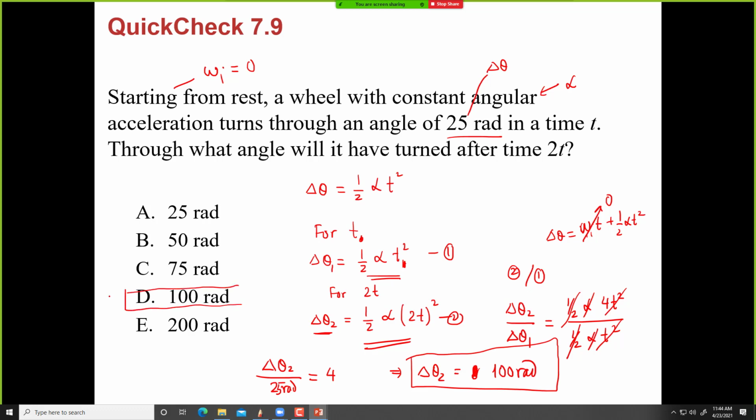So because we have this t squared in this formula, that means it's not actually double. Doubling this doesn't double that. It will quadruple that because of this squared. Double t means you are quadrupling this delta theta.